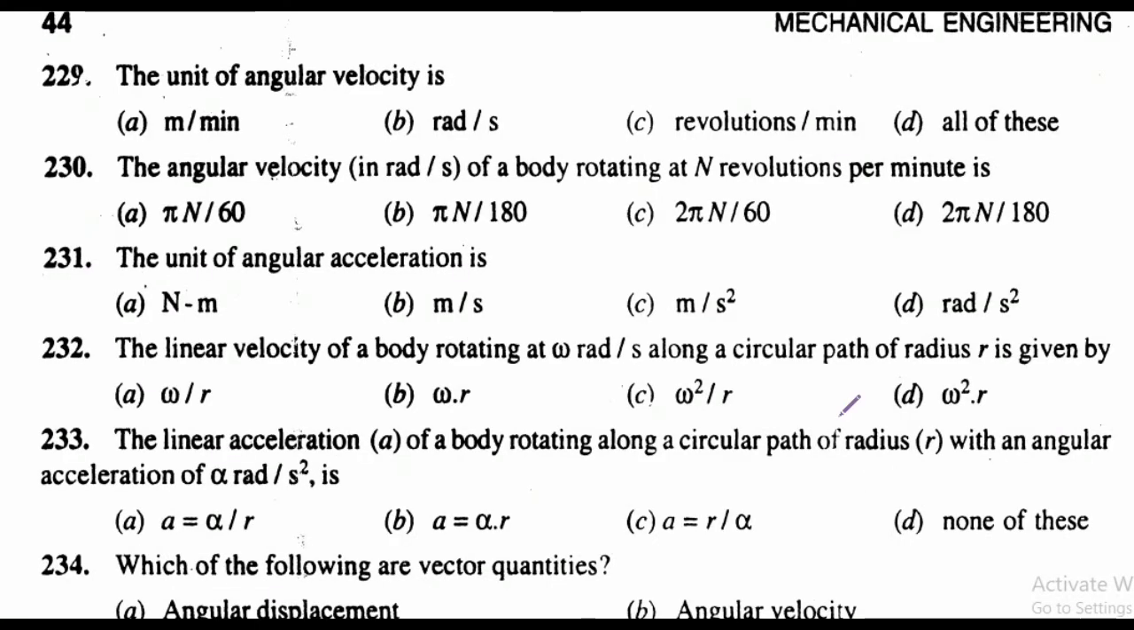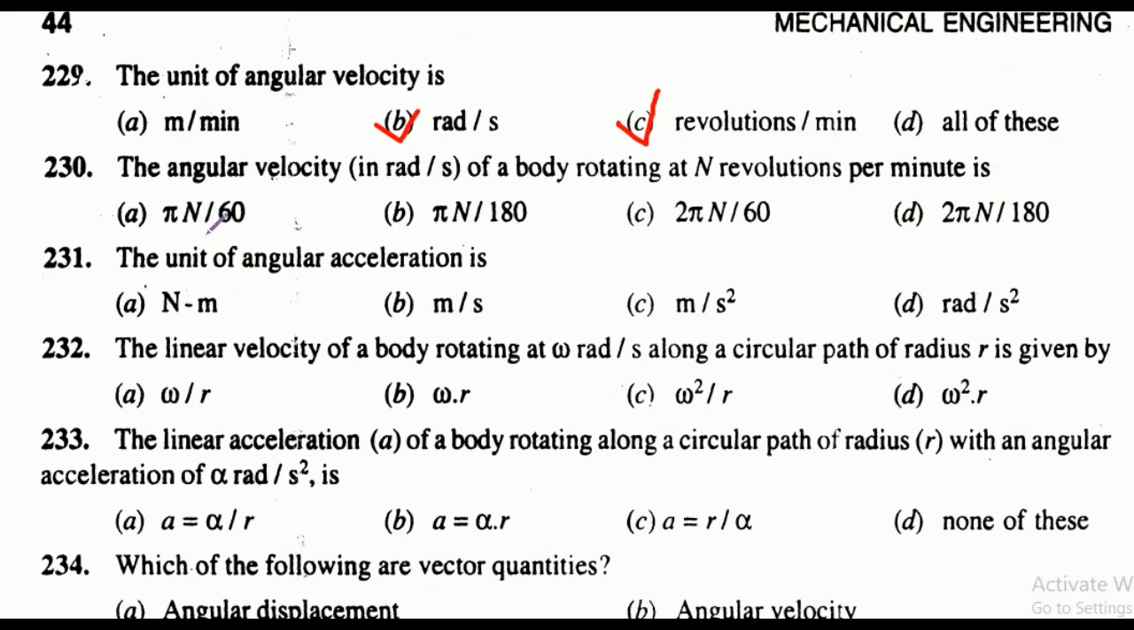Next question is question number 229. The unit of angular velocity is. Here friends, these are the options, and here correct answer is B and C, that is the unit of angular velocity is radian per second as well as revolution per minute, that is RPM. Okay, B and C. Next is question 230. The angular velocity in radian per second of a body rotating at n revolution per minute is.